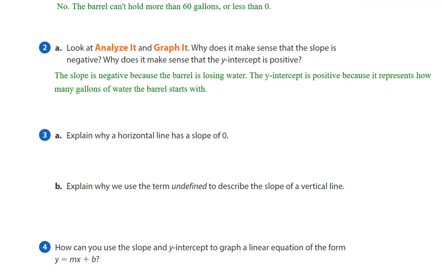Number 3 has a part A and a part B. How novel. Number 3, explain why a horizontal line has a slope of 0. So that would mean, horizontal line. So this line, slope is 0. So is there going to be a rise? No, there's no rise to count. So the y value isn't going to change. Let me type that out. I should probably write this down, huh? Let me make it a little bigger. Okay.